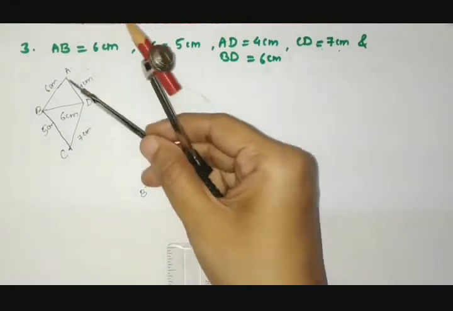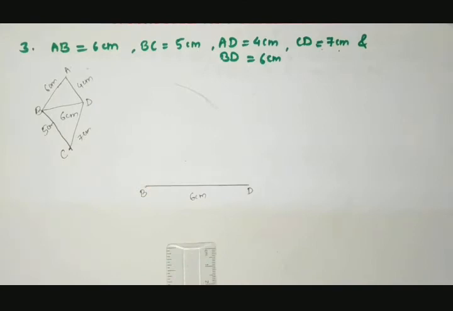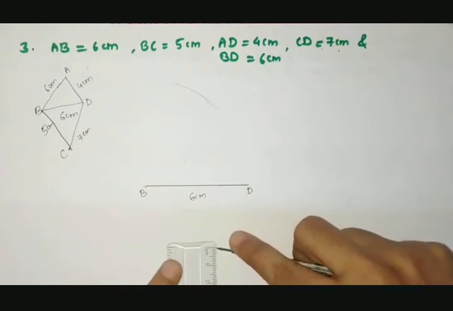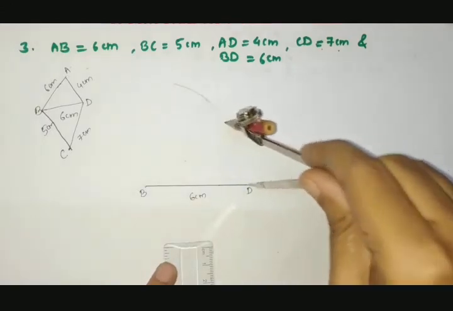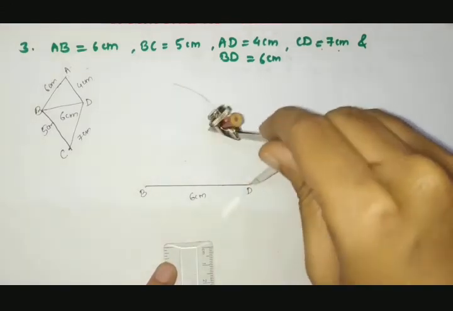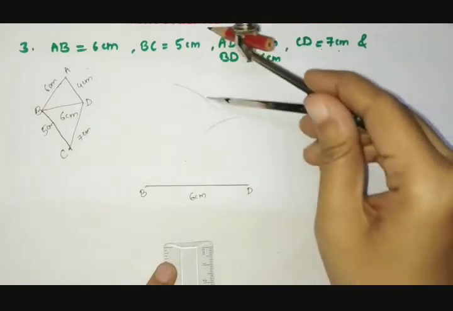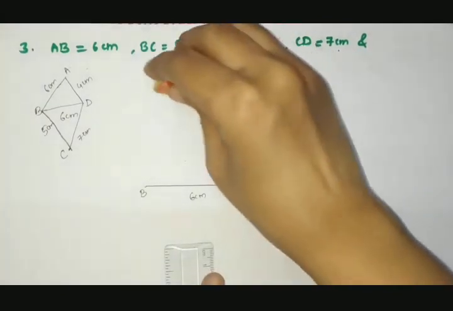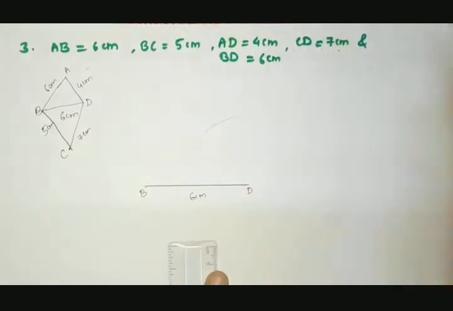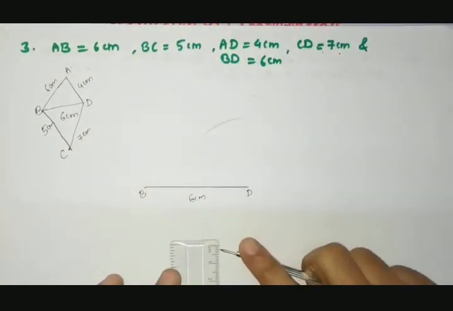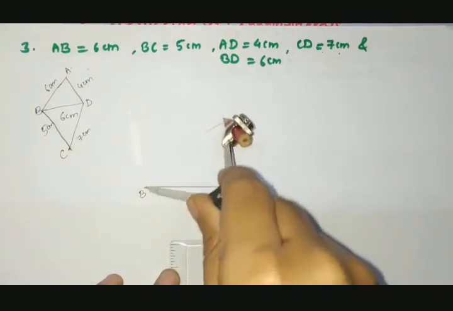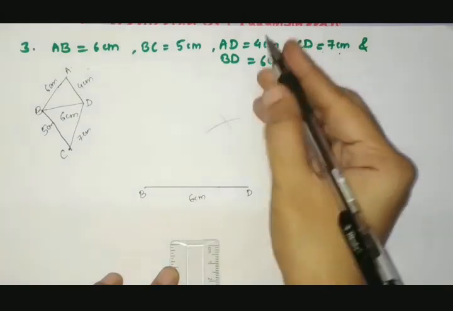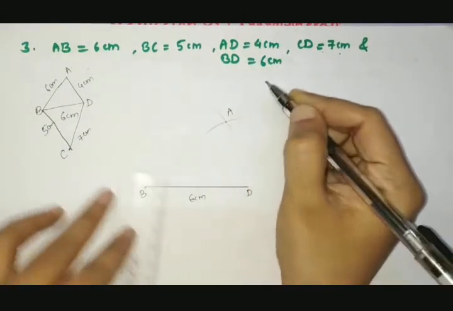Now we need to take A to D, that is 4 centimeter. So we'll reduce the distance. We want 4 centimeter. 4 centimeter is here. So with D as a center, we'll cut this arc. We need to draw this one longer. So friends, first of all you have to draw the longer one. It is B and it is 6 centimeter. So I got a point A.